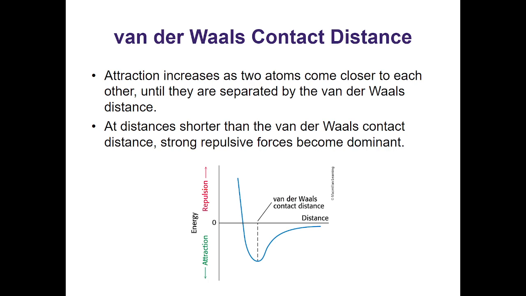All right. So the attraction is going to increase as two atoms come closer to each other until they're separated by the van der Waals distance. This is the van der Waals distance. It's the inflection point where you stop getting stronger attractions. Okay? At a distance shorter than the van der Waals contact distance, you actually start experiencing repulsive forces from the nuclei, and the electrons repelling each other. And those will increase exponentially. So that's why you see this really sharp uptick right here. Okay? Of course, as you get far enough apart, you get to the point where it just doesn't do anything. It's done. Does anybody have any questions? No?